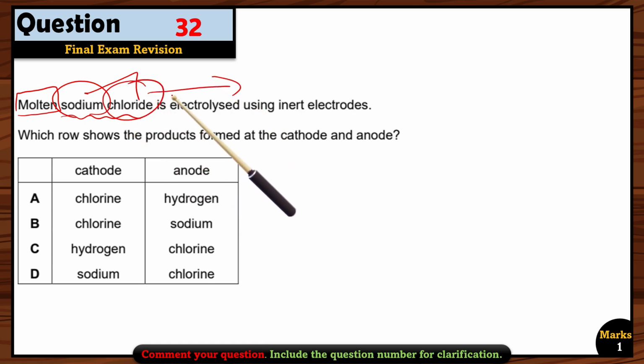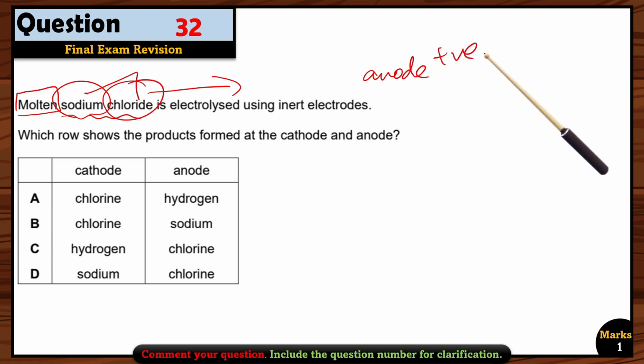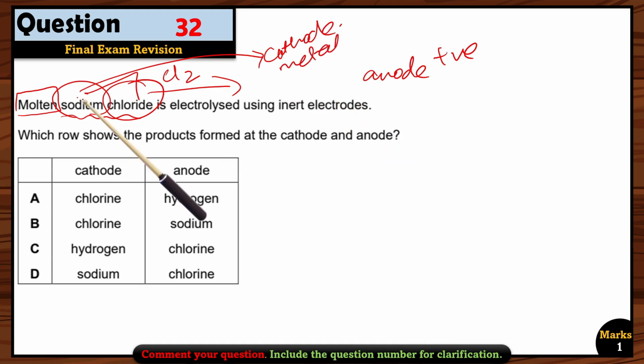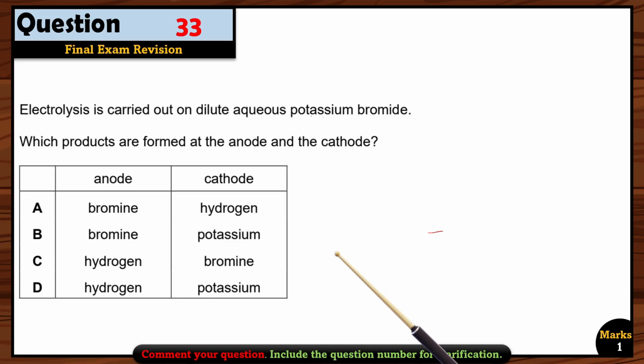Chlorine is a non-metal. Non-metals form negative ions, so chlorine will move towards the anode because the anode is positive. At the anode you will get chlorine gas, whereas at the cathode, because it is negatively charged, you will get the metal, and that is sodium. The positive ions you will get at the cathode. So this is simple. If the word is molten, then you are going to get your own anions and cations, that is sodium and chlorine. So option D is the right option. Okay, let's see the next question.